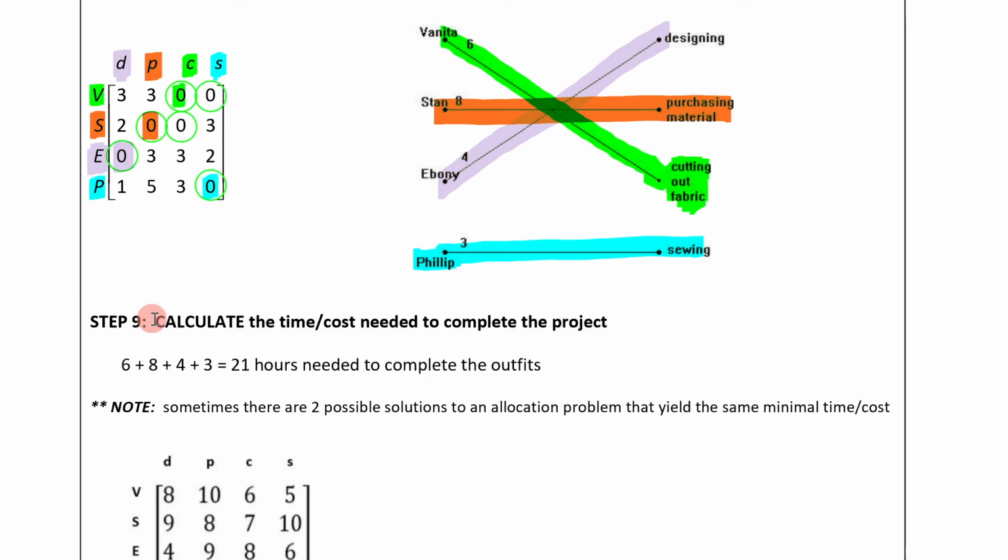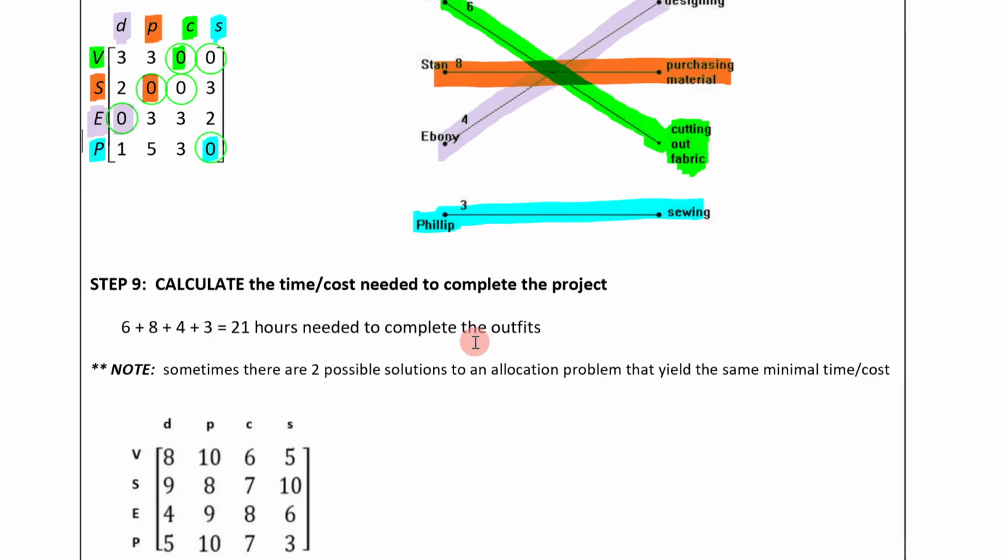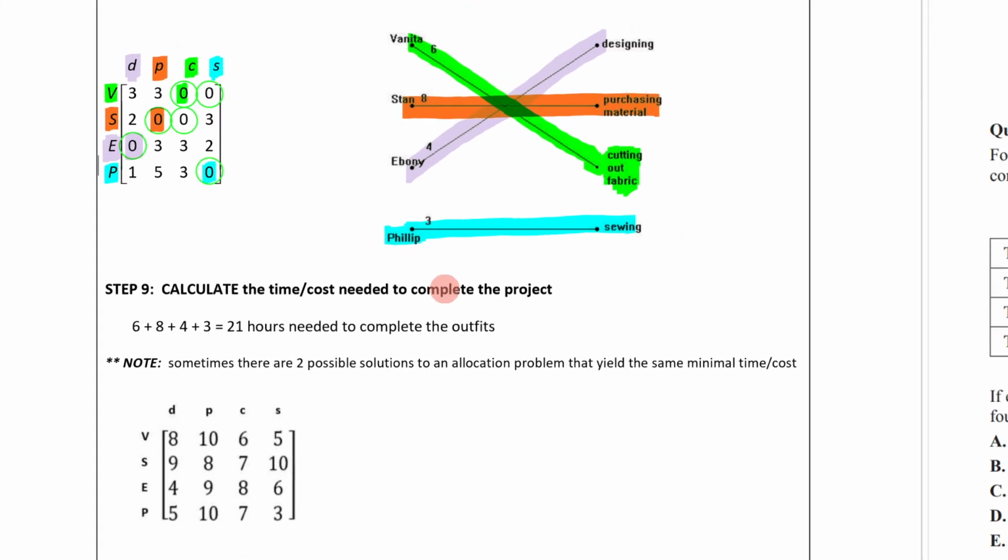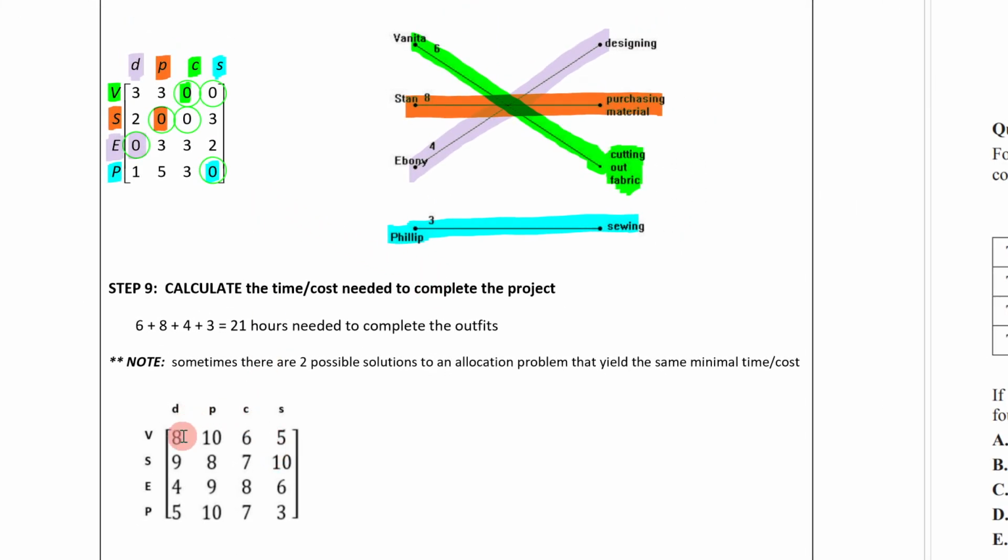So step 9 now is calculate the time/cost needed to complete the project. So in this instance right here, what you're going to do is really come back to the original cost matrix and read it off. So if I get my colors back here, do you see how Vanita is C0? So Vanita was this one, that one. So that's where I'm getting that 6 from. And then I'll grab color again. As you can see, Stan was a 0P. So Stan, go to the same position, that's 8P. And that's why I've got an 8 there.